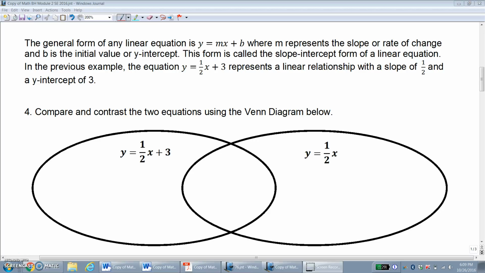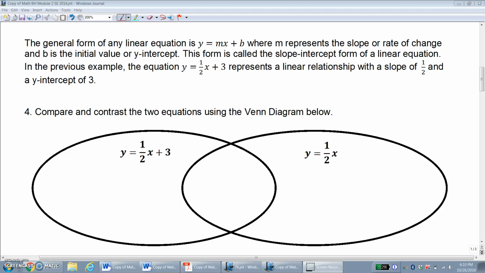So it says there it goes, where m represents the slope or rate of change, and b is the initial value or the y-intercept. This form is called slope-intercept form of a linear equation. In the previous example, the equation y equals 1/2 x plus 3 represents a linear relationship with slope equals 1/2 and the y-intercept is 3.